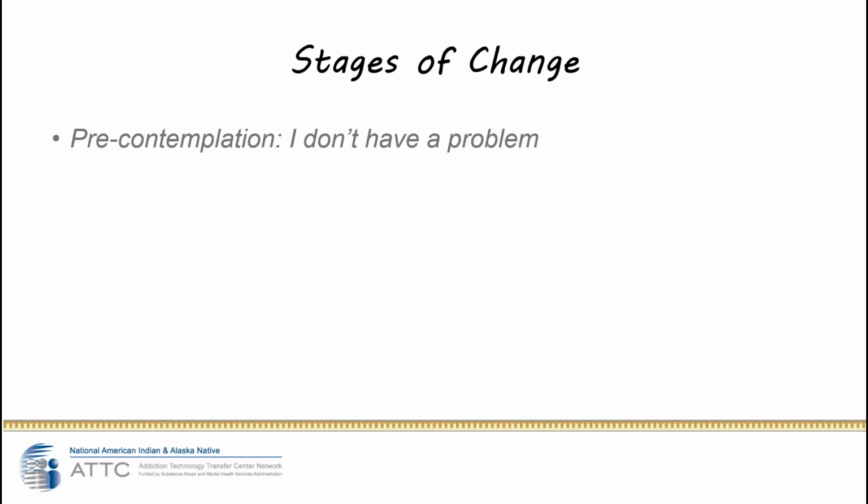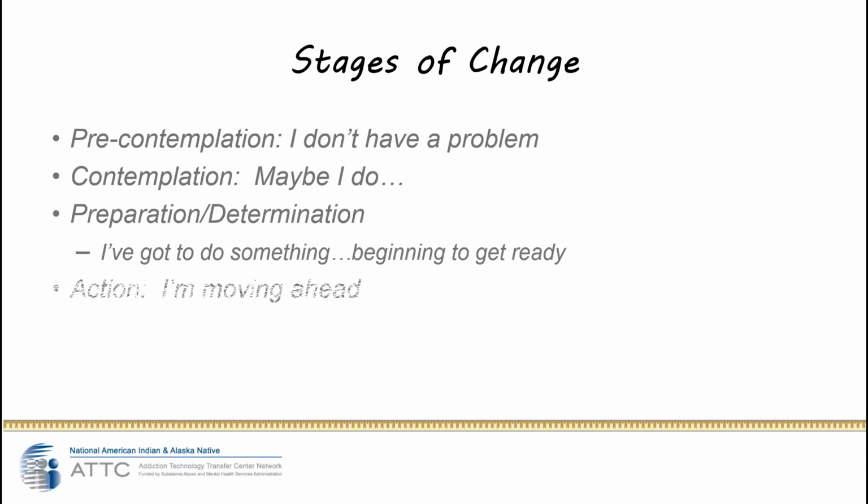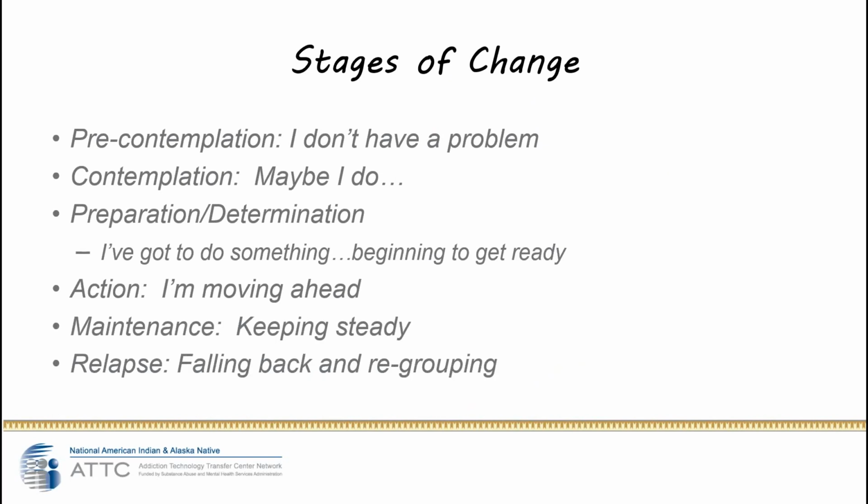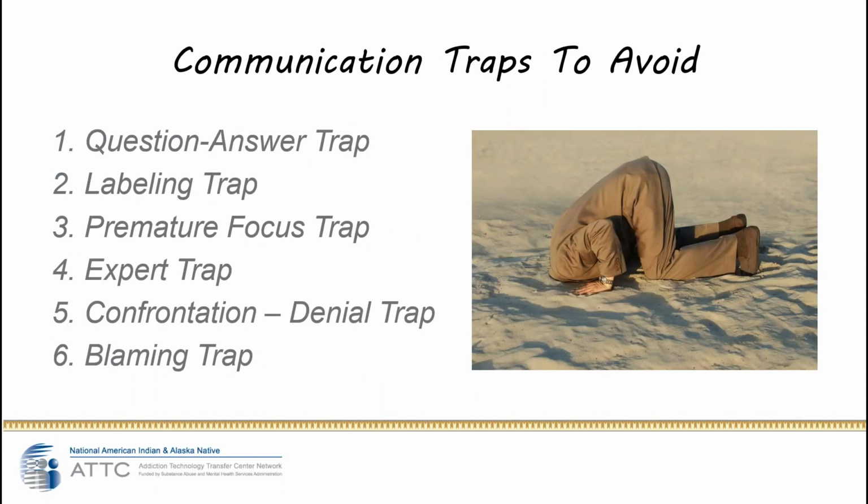Looking at the stages of change, I think we've covered this a bit. So, ways to avoid communication traps: don't rely on just a question-answer trap, which is just asking a question and waiting for them to answer. Don't label people in certain ways. Remember not to prematurely focus on certain things that may or may not be the main concern.